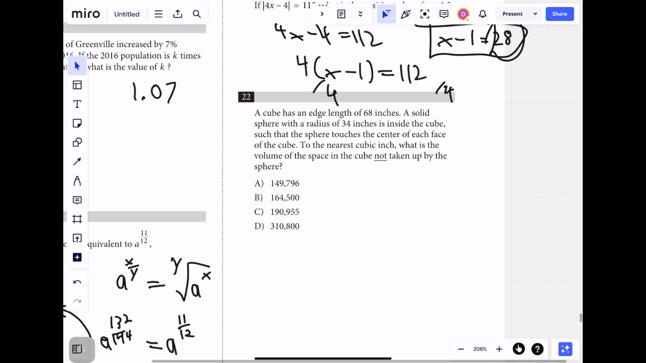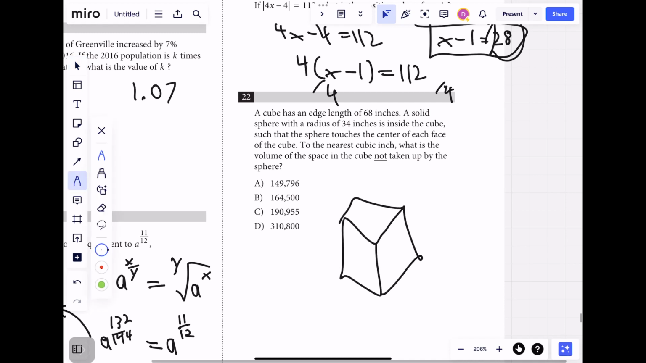A cube has an edge length of 68 inches. A solid sphere has a radius of 34 inches inside the cube. So there's a cube with a sphere inside of it. How much space is there not being taken up?